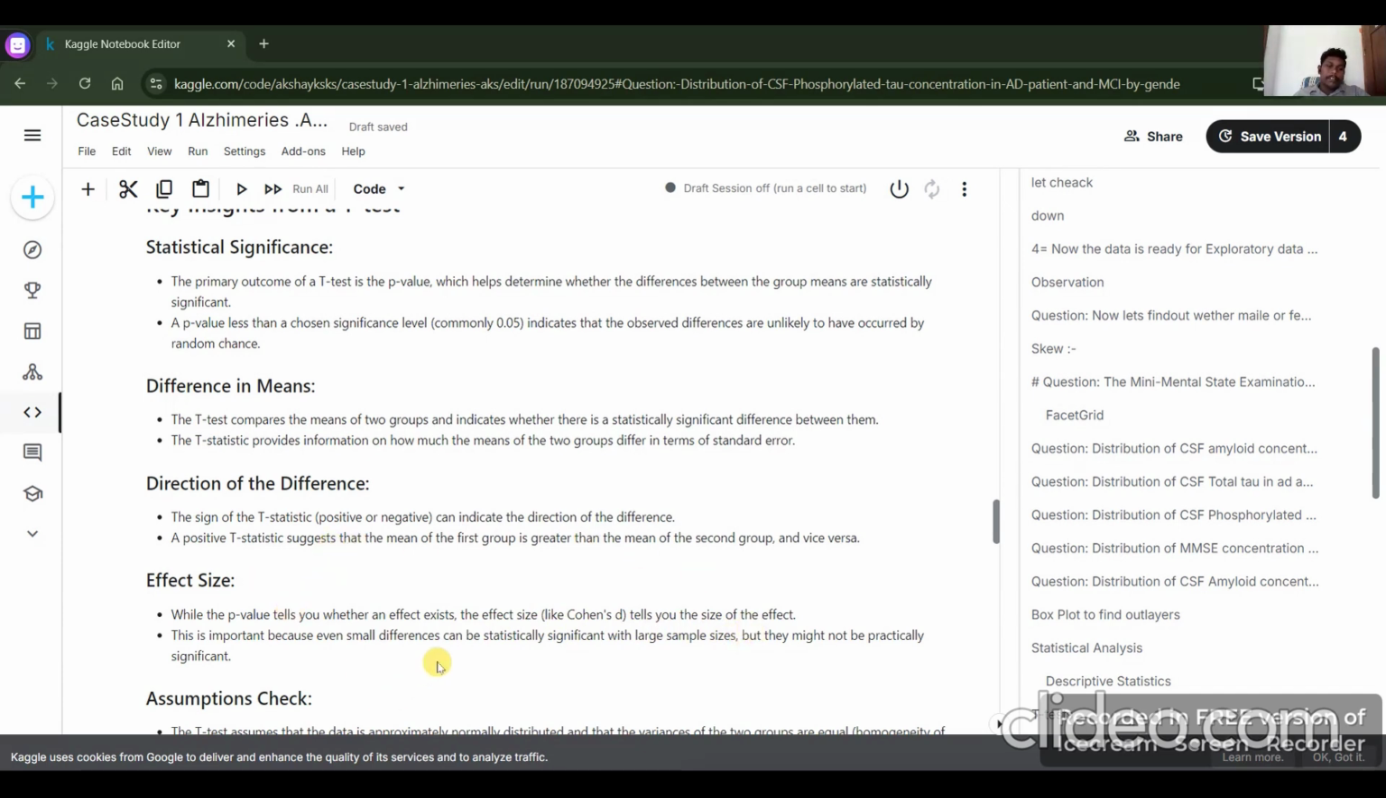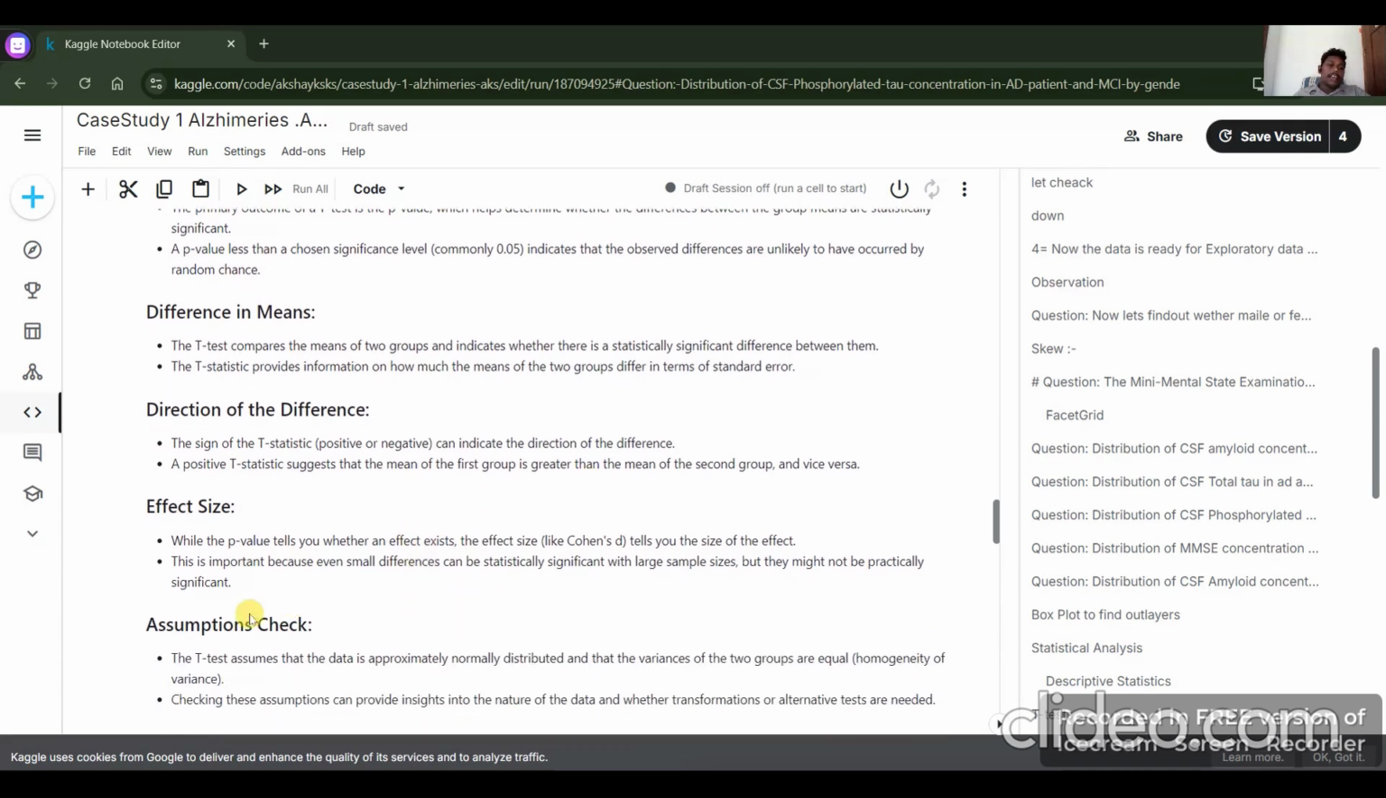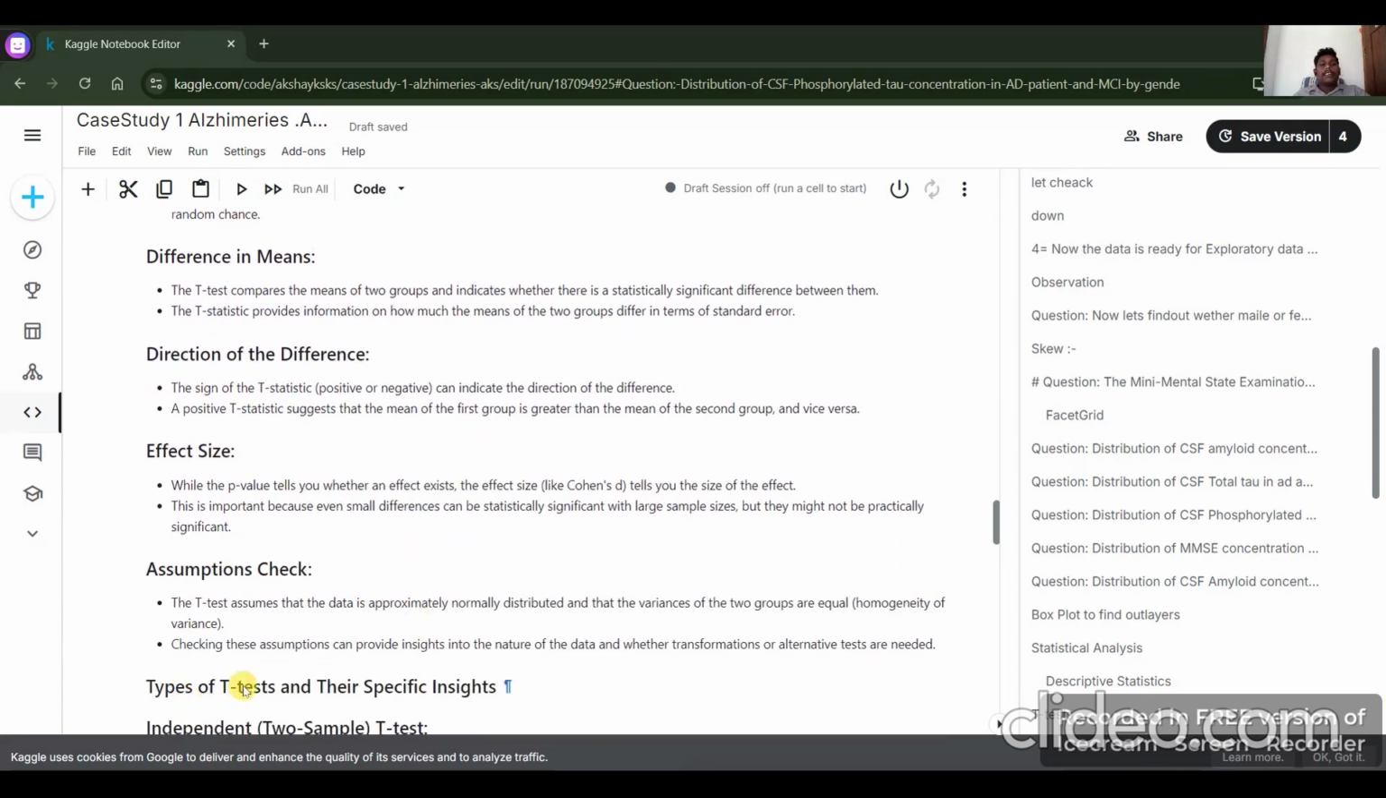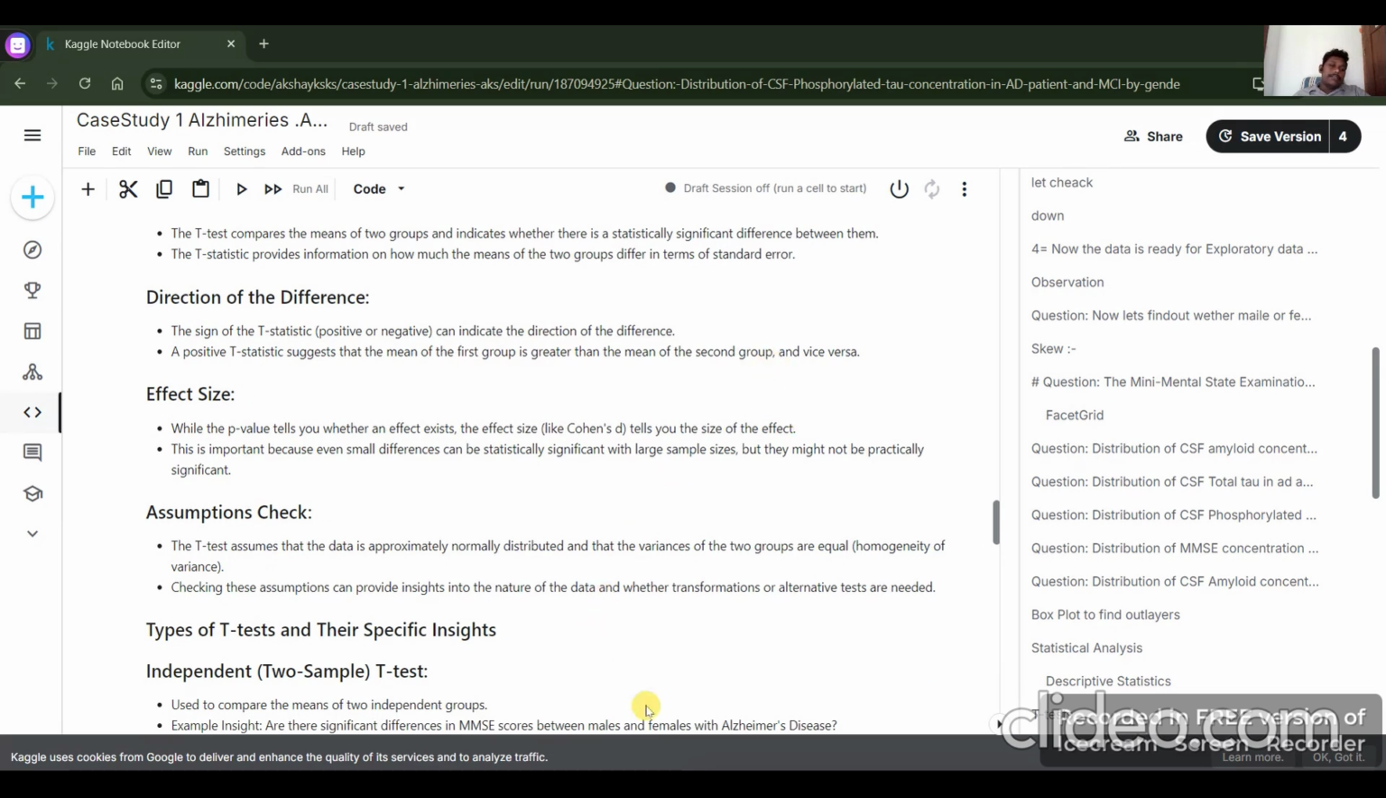This is important because even small differences can be statistically significant with a large sample size, but they might not be practically significant. Assumption checks: the t-test assumes the data is approximately normally distributed and the variances of the two groups are equal, homogeneity of variance. Checking the assumptions can provide insight into the nature of the data and whether transformation or alternative tests are needed. Types of t-tests and their specific insights.